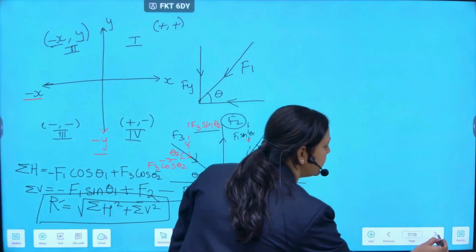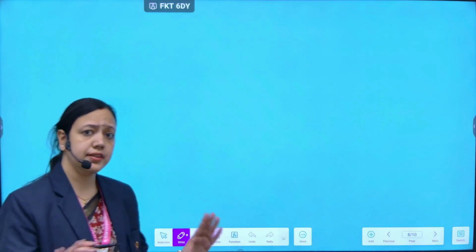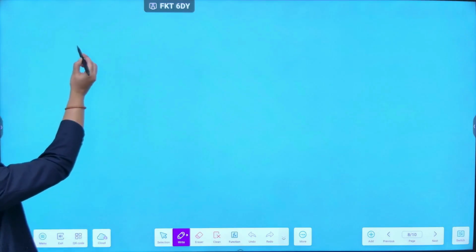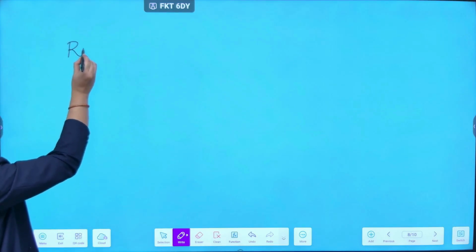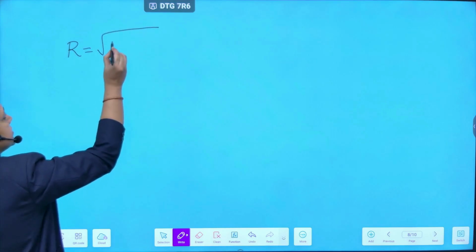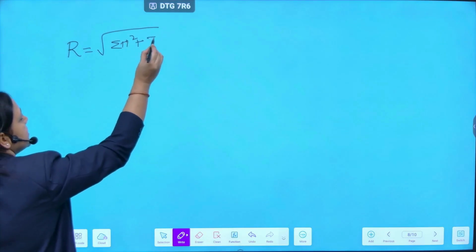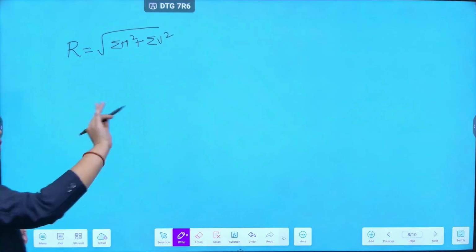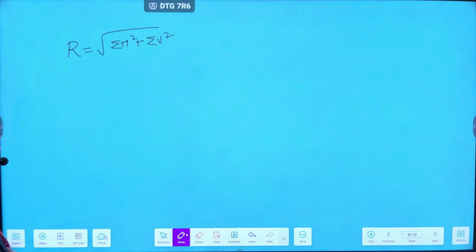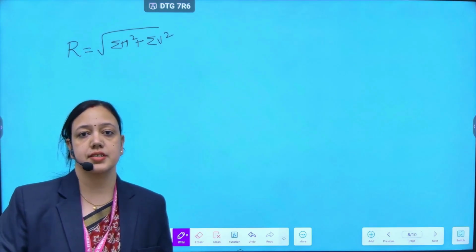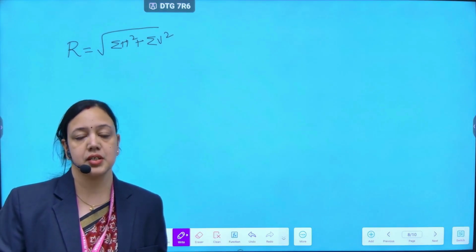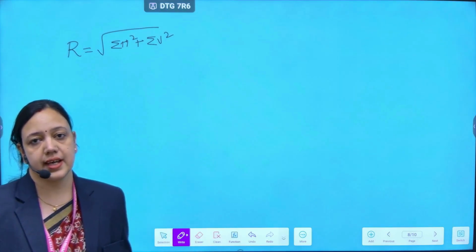Now here we got the magnitude. That means we got the R value using the formula. R is, as I said, the root of sigma h square plus sigma v square. We got the value of R using this formula. But what about the direction? In which direction is the resultant placed? I mean, in what direction is the resultant acting?